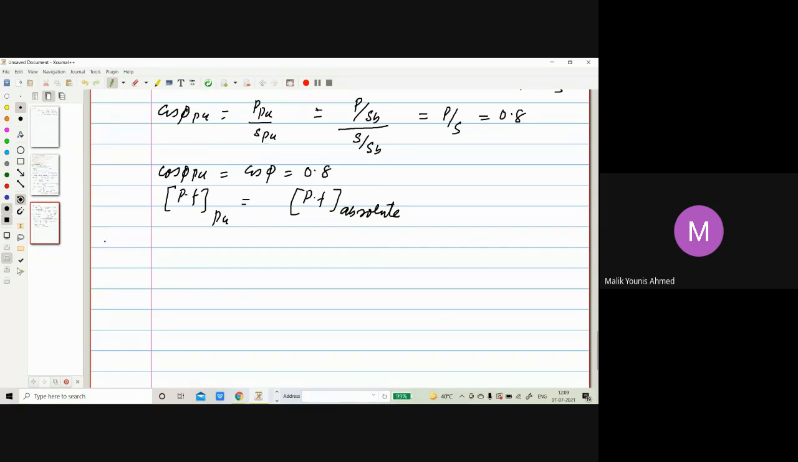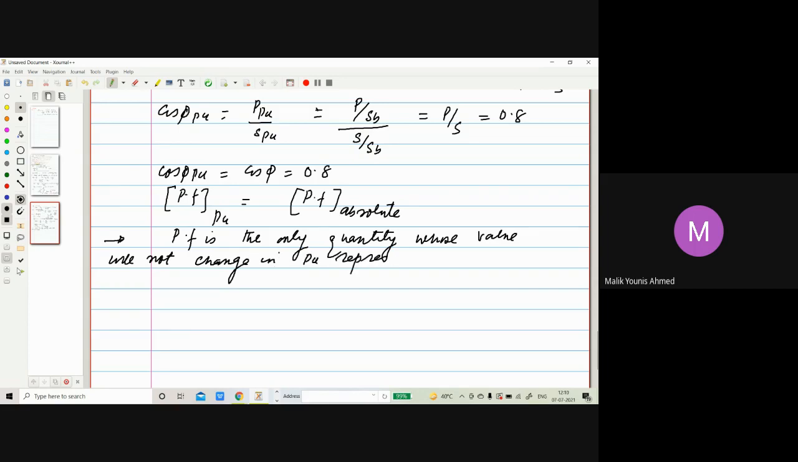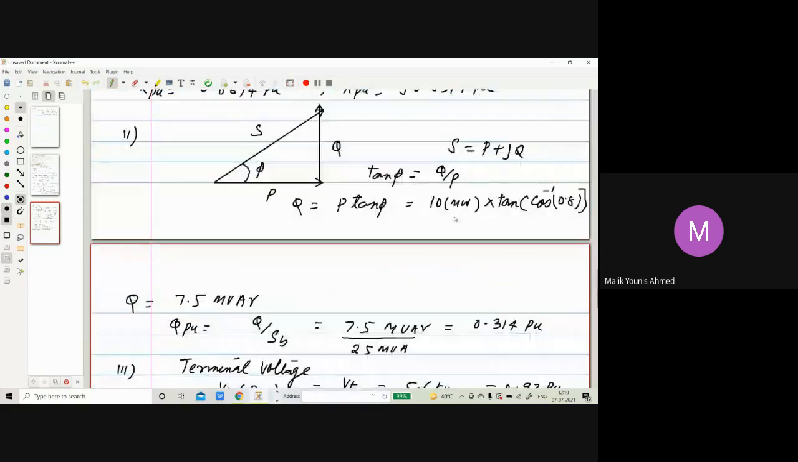I will make a small note here for your information. Power factor is the only quantity whose value will not change in PU representation. That means whatever the value is in absolute representation, the same value is going to be there in the PU representation. Is there any doubt?